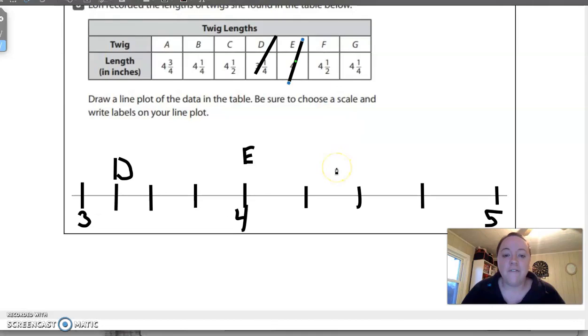Now we have 4 and 1/4. We have 2. So we have a G and we have a B.